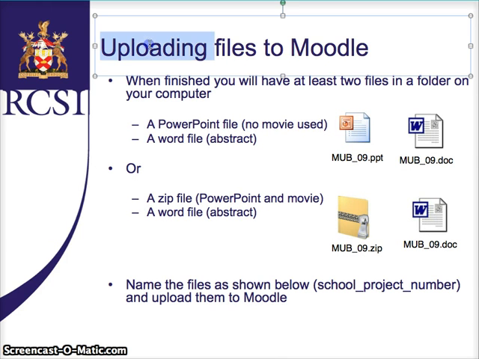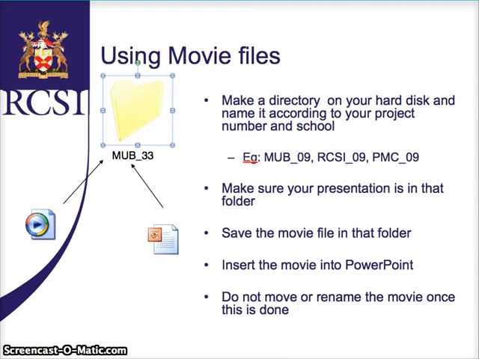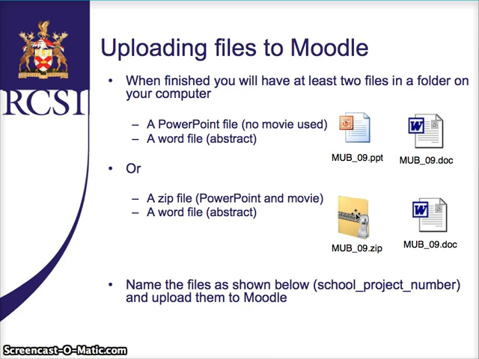So when you are uploading files, here's 2 examples. I'm finished, let's say, or myself and my partner are finished. We just have a PowerPoint file and a Word file. So we're in project number 9 in MUB. So MUB underscore 9, PowerPoint, MUB underscore 9 doc. So the PowerPoint and Word file, presentation and abstract. And then here from the previous screen, as you see, this is a zipped file here. So that probably has a movie and an animation in it, and the abstract.